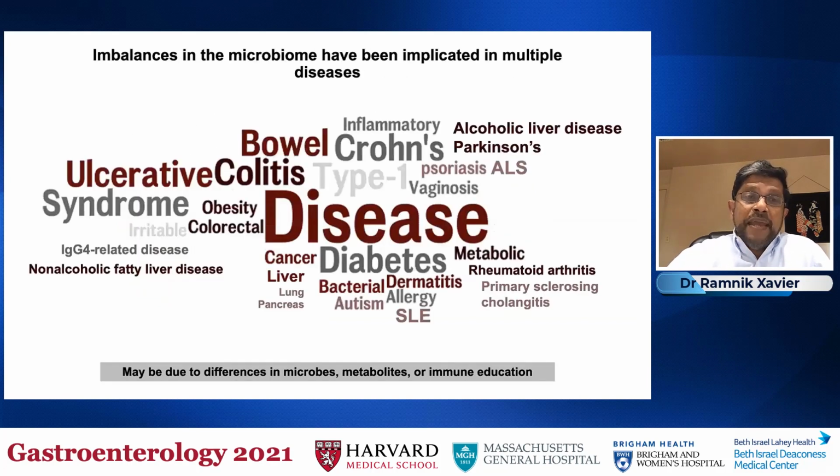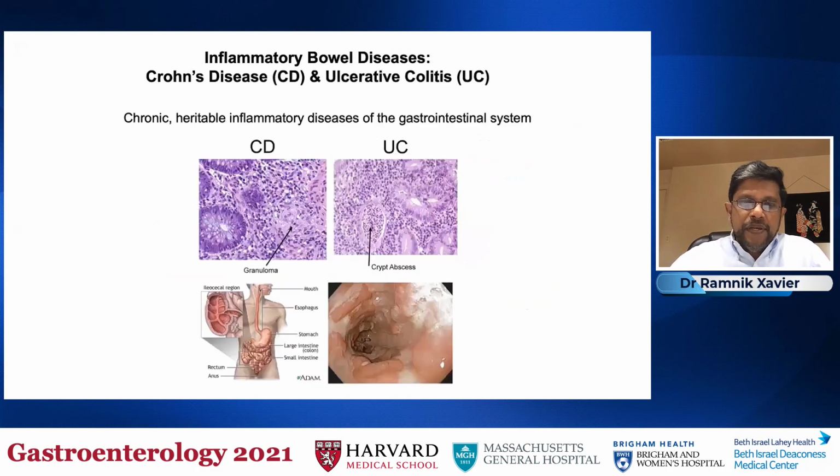Now, there are many diseases, and this list keeps expanding on a daily basis, that are associated with the microbiome. And the challenge is, how do you go from an association observation to a causal observation? I'm going to try to illustrate some key points along the way. So the first disease that I'm going to talk to you about is inflammatory bowel disease, composed of Crohn's and ulcerative colitis. I'm going to illustrate what we've learned about the microbiome by doing a case study.